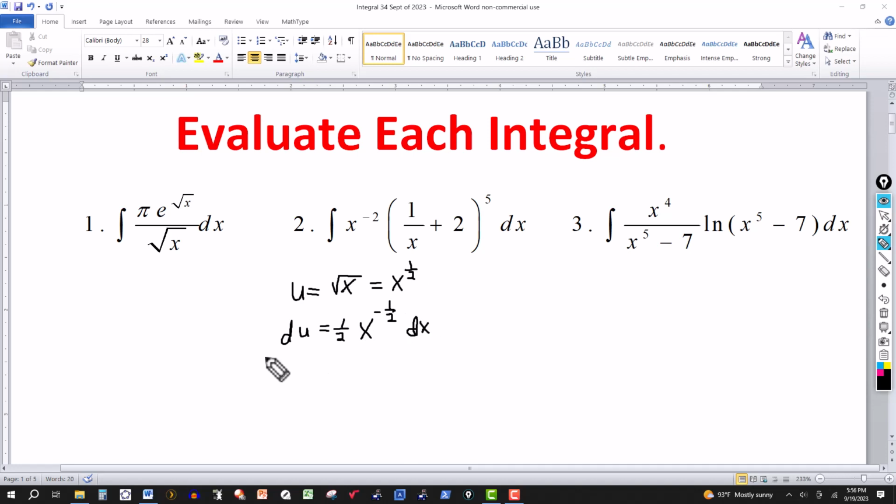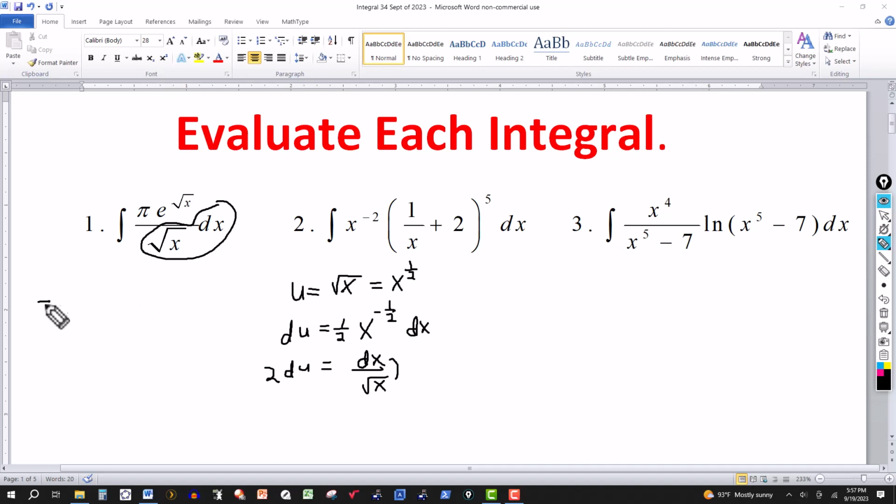Then I'm going to multiply both sides by 2. That gives me a du out here on the left side, 2 du, and then I'll have a dx. Take this to the denominator, it becomes x to the 1/2, or the square root of x. So now we look at this over here. We've got dx over the square root.